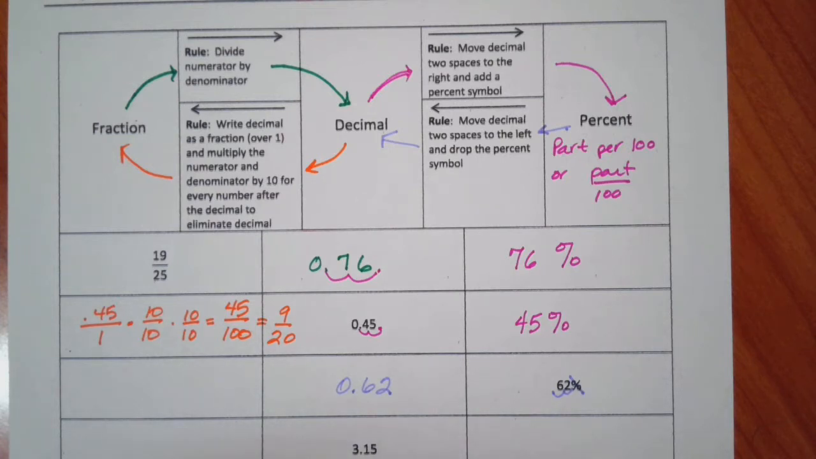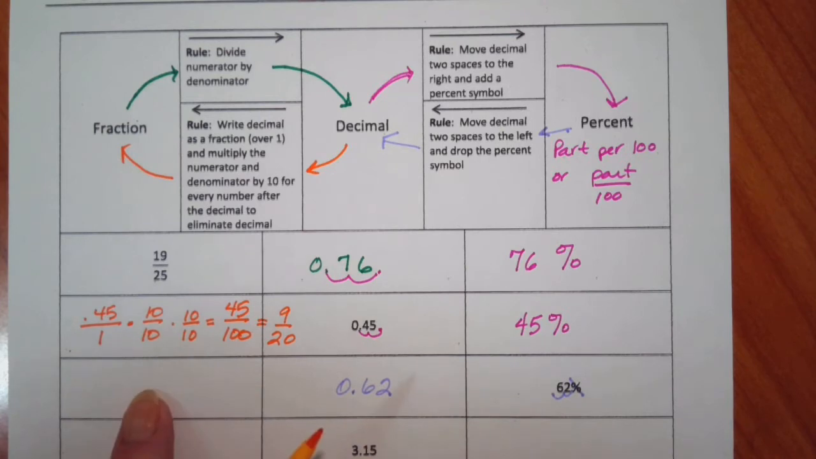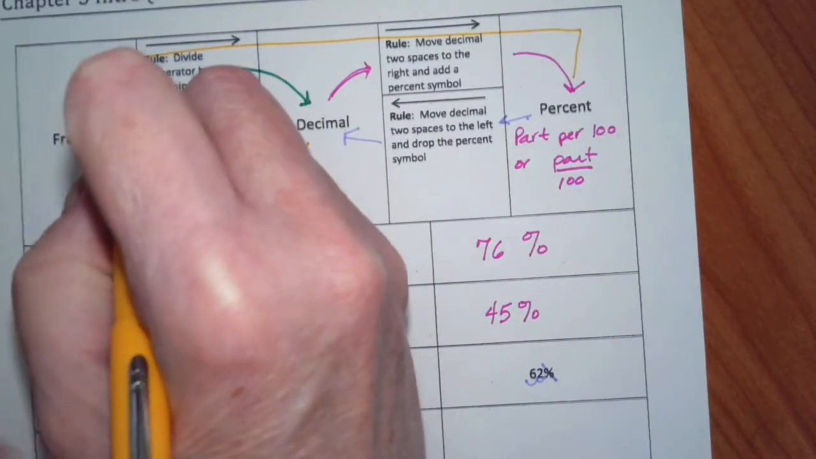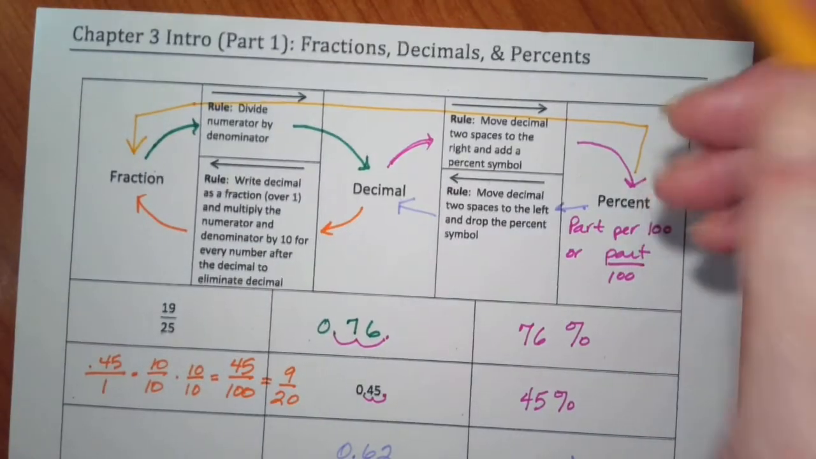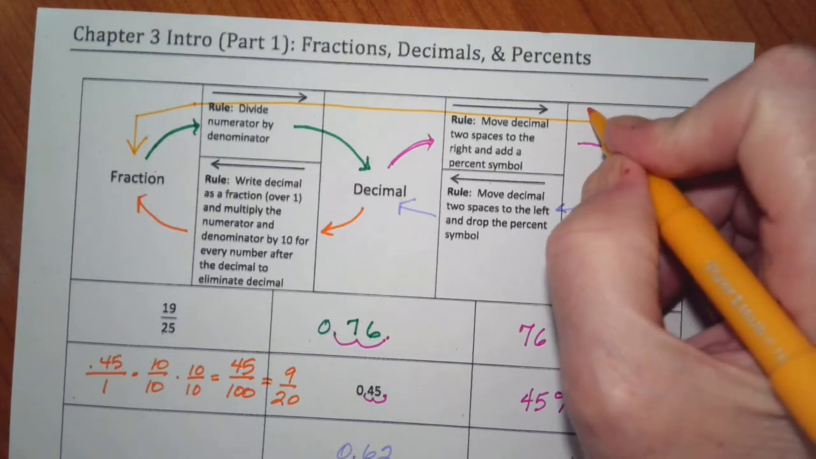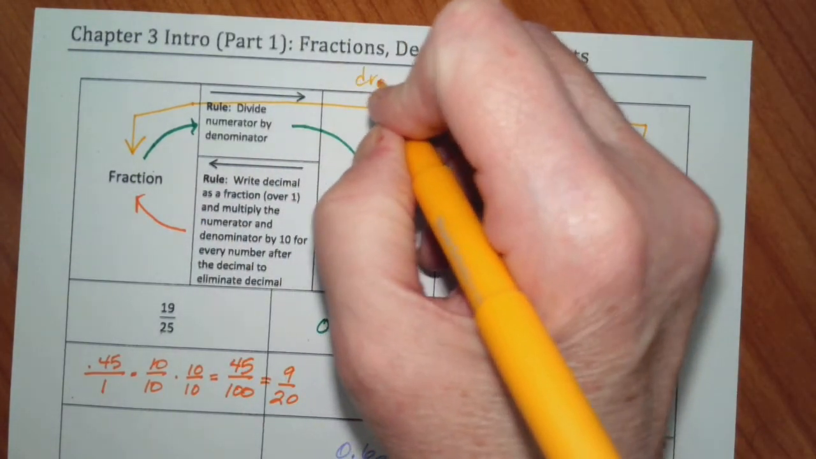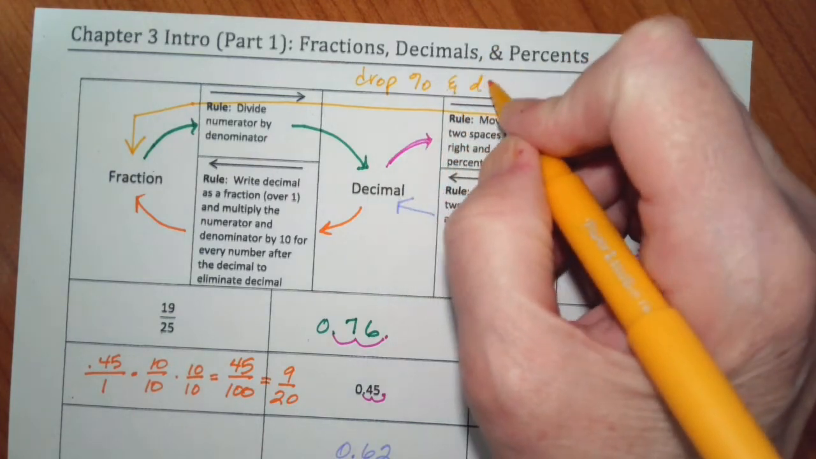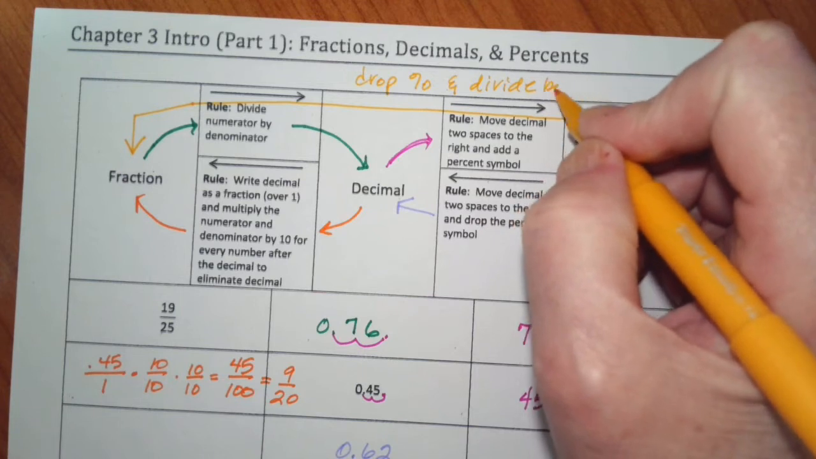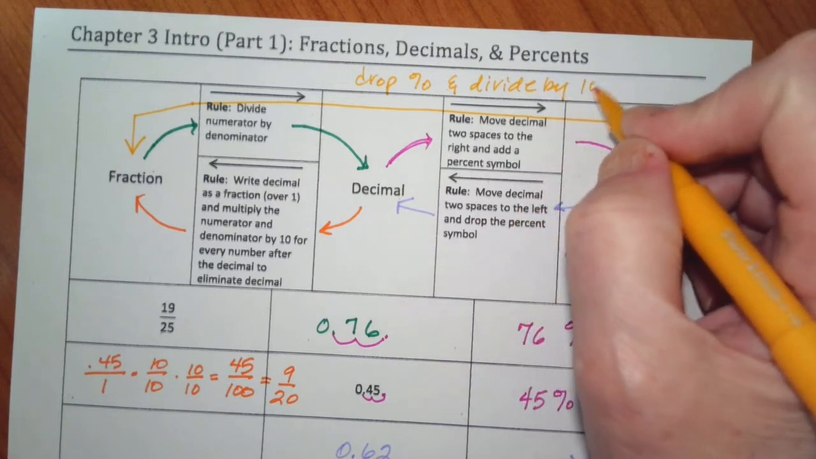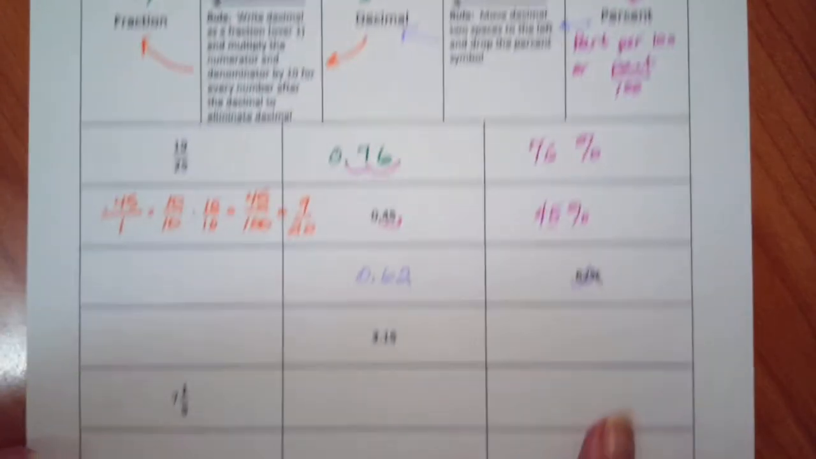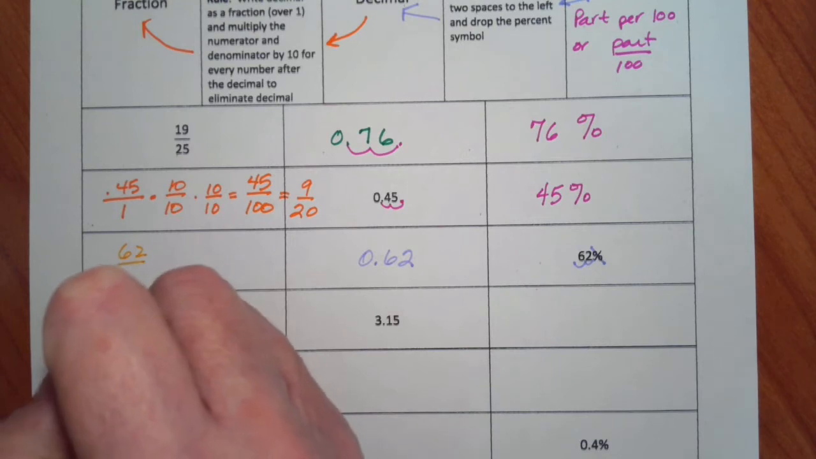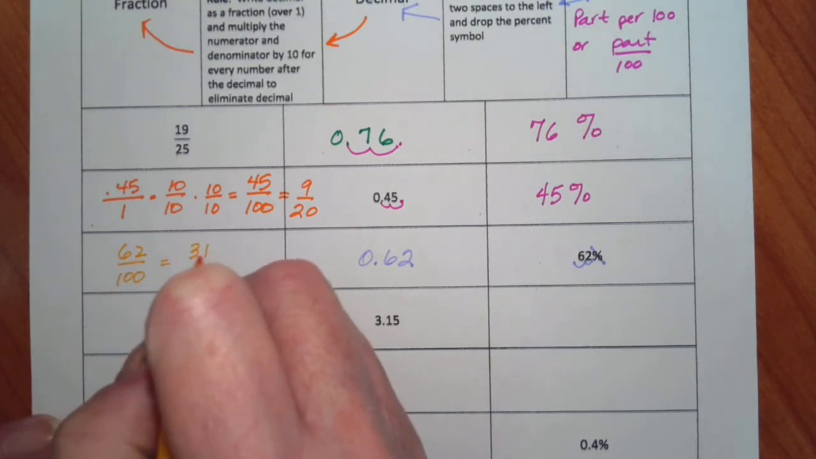And then lastly, as I said, I don't have to go from decimal to a fraction. I can go directly from percent to fraction by dropping the percent and dividing by 100. So I can just take this and make it 62 over 100, which becomes 31 over 50.